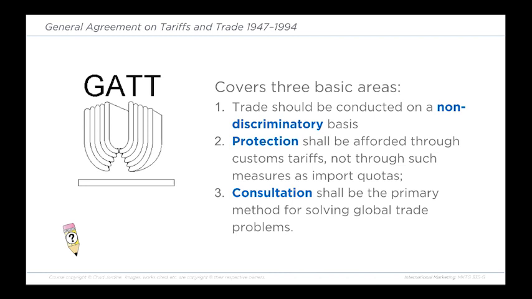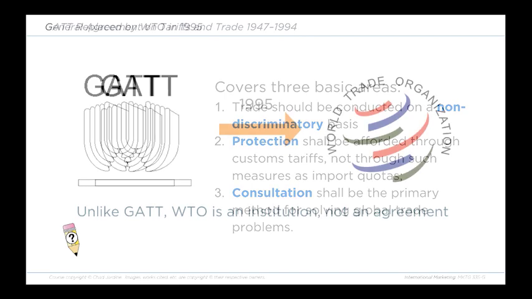And then finally, if you had a trade issue, you would resolve it by consultation. Effectively, you would talk it out, as opposed to, say, the Opium Wars, which were essentially a series of armed conflicts between Great Britain and China over the sale of opium.